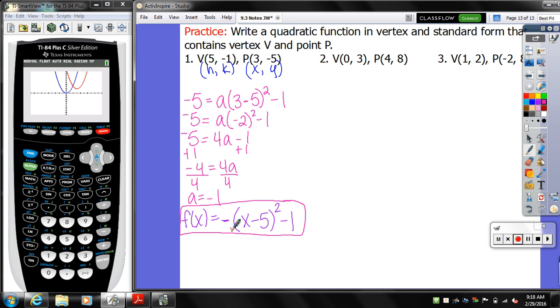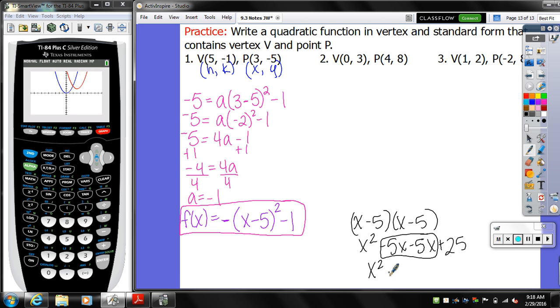So I'm going to do that over here on the side. So I have x minus 5 times x minus 5, so that's x squared, minus 5x minus 5x, plus 25, combine like terms, so x squared minus 10x plus 25. So I'm going to replace that with what's inside my parentheses. So we have f of x equals negative, x squared minus 10x plus 25, minus 1.